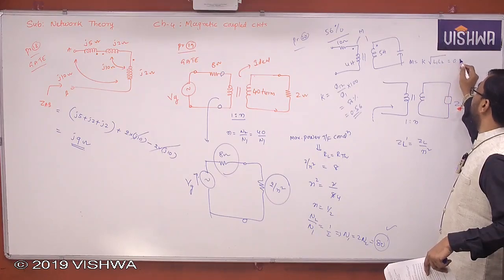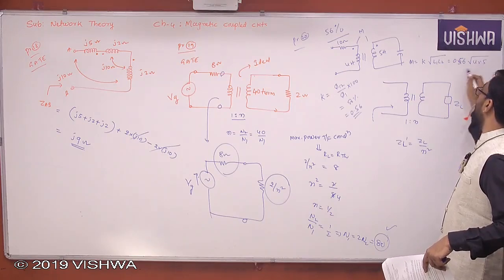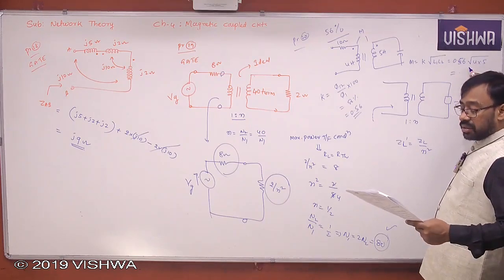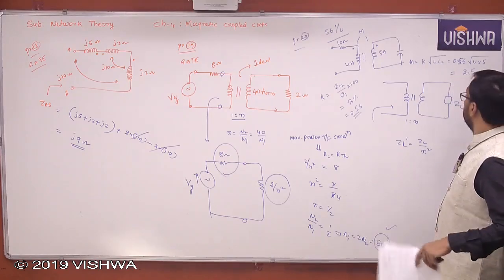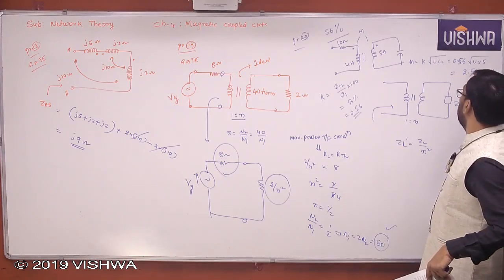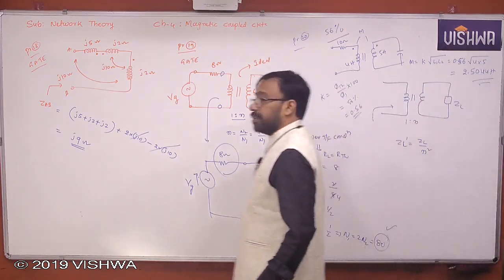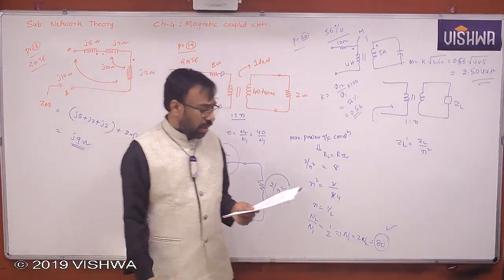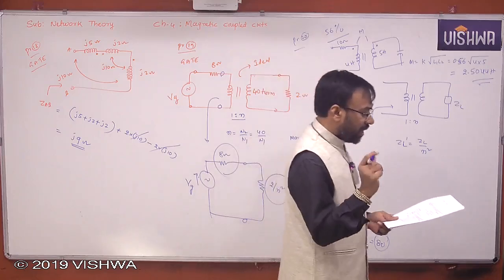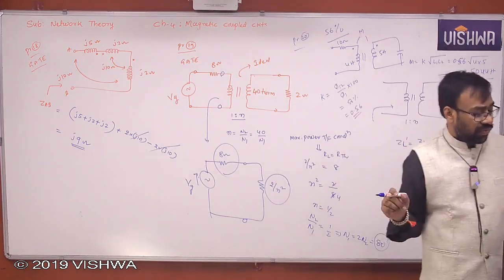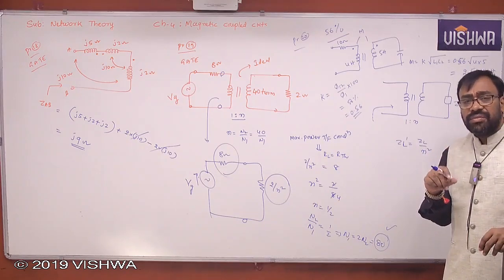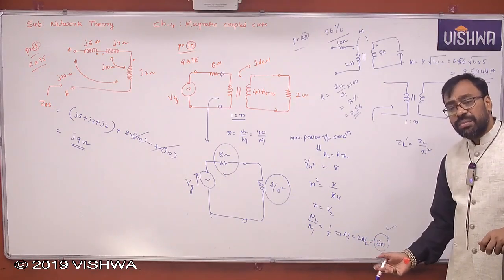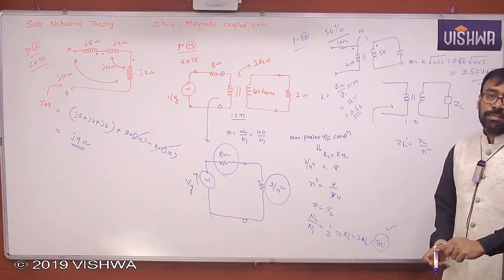What is K? 0.56. L1 is 4 Henry, L2 is 5 Henry. That's it. 2.5044 Henry is the answer. Right? This is how you can do simple problem. The term you should understand, 56% of the total flux emanating from one coil. He is mentioning 56% of the total flux emanating from the one coil is linking with the other coil, means coefficient of coupling is given. Okay?